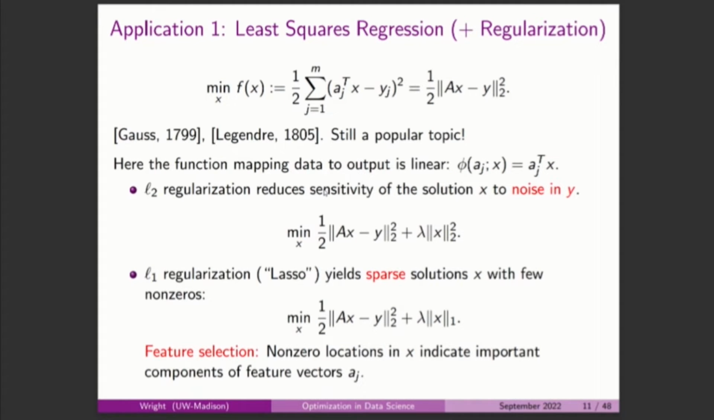Okay, so now I'm going to launch into this list of 16 problems in data science that are expressible as optimization problems. I'm going to start with the most basic one that dates back more than 200 years, linear least squares. And to put that in the language of what I've been talking about earlier with the function phi mapping the aj's to the yj's, phi here takes the form of aj transpose x, where x is the weights that you apply to the different components of aj to predict yj.